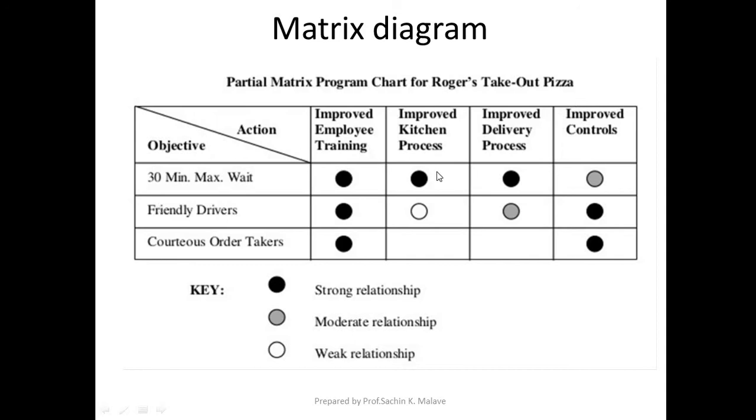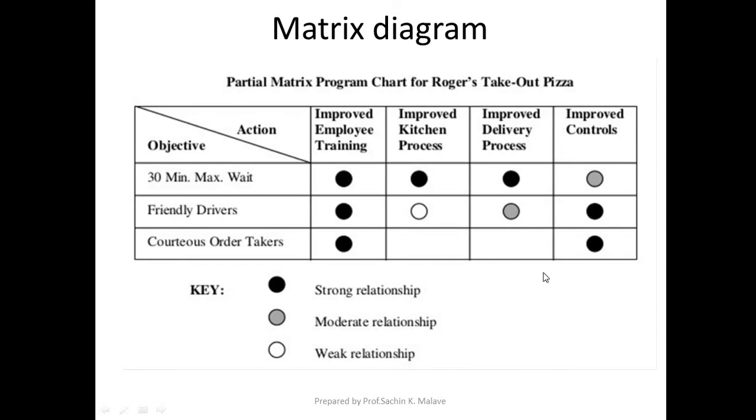The relation between various objectives and various actions may be a strong relationship, a moderate relationship, or a weak relationship. We have to find that out, so that if you want to achieve any kind of objective, you can find out what action is exactly needed to be taken.